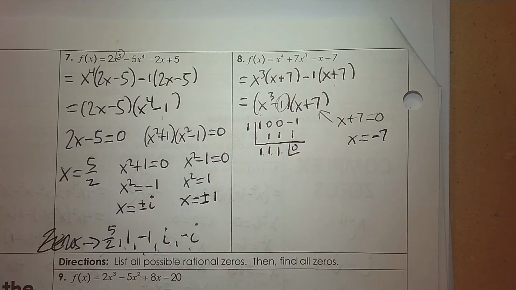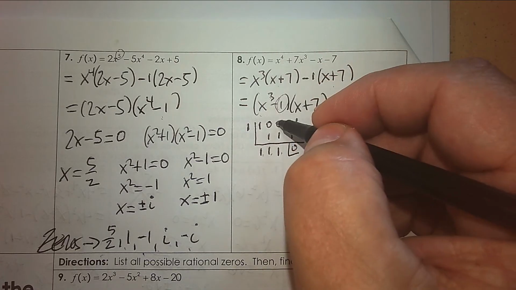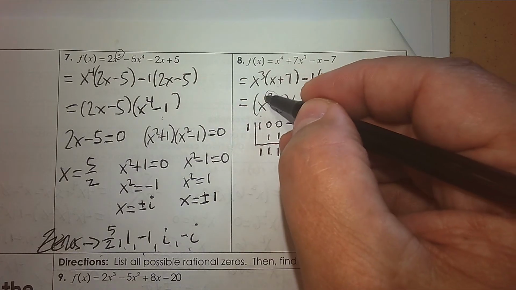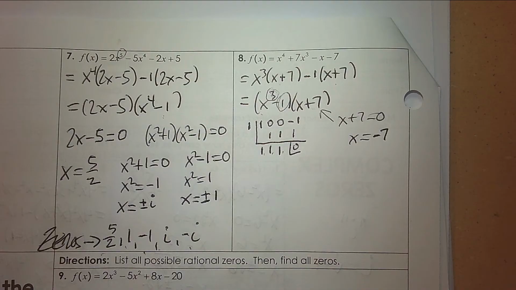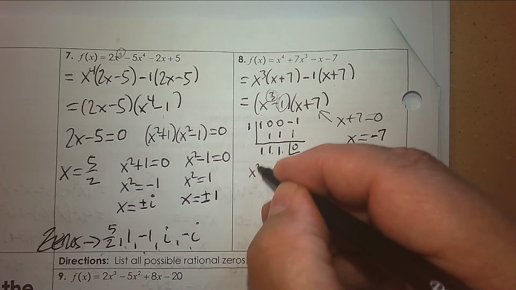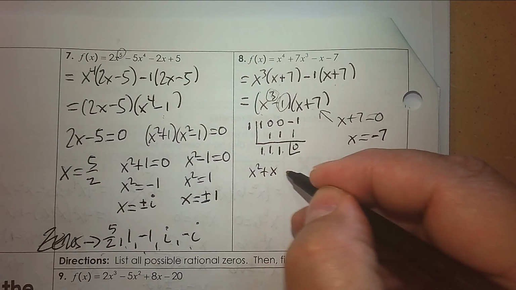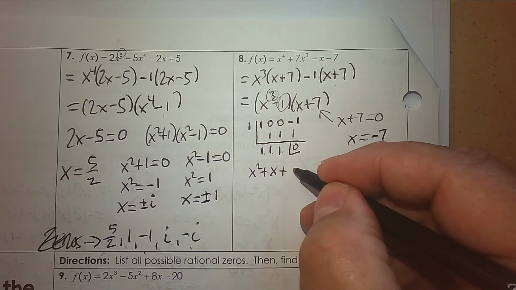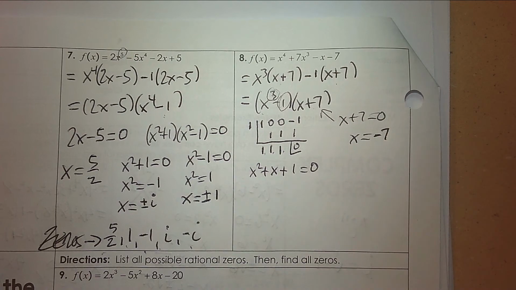x cubed. Close. Do you know that when you divided, your dividend was x cubed, so your quotient is going to be 1 degree less. So try again. x squared. Yep. Plus x. Yes. Plus 1. Excellent. And we're going to make that equal to 0.